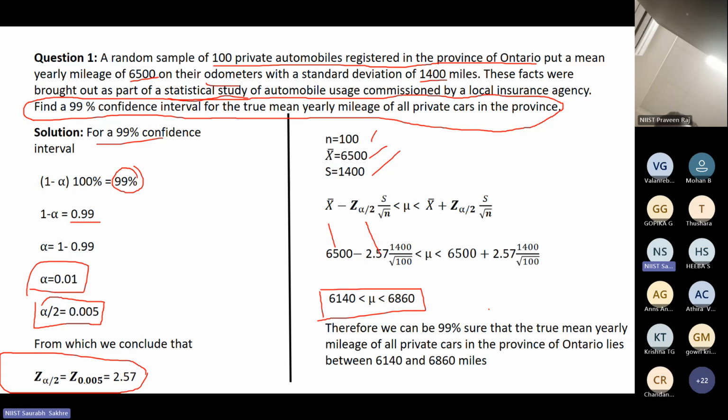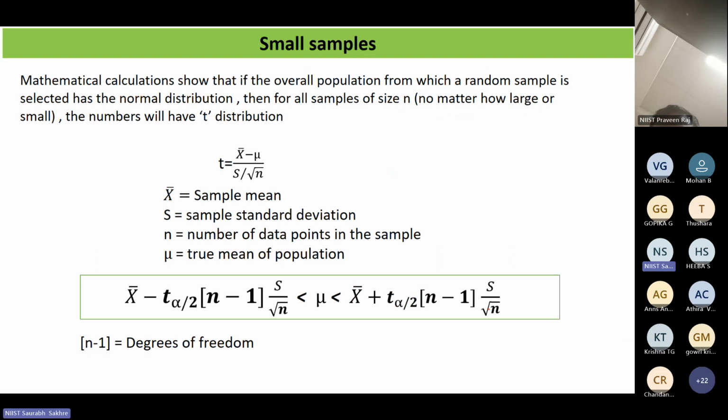Okay. Now, what if our sample is small? What if our sample is less than 30? In those cases, we will use t distribution. Okay, we will use t distribution. So one thing is that mathematical calculation shows that if the overall population from which a random sample is selected has a normal distribution, then for all samples of size n, no matter how large or small, the number will have t distribution also. Means anyway, if the number is large, I can put t distribution, but if it is small, for sure I have to put t distribution.